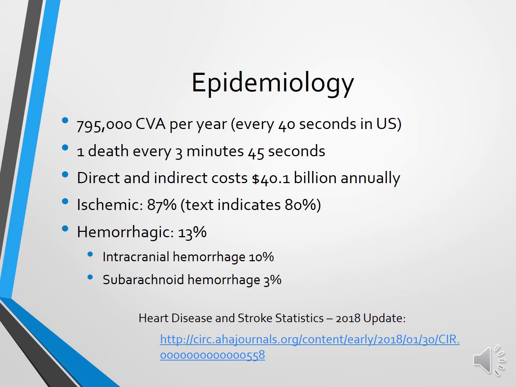There are two main types or categories of stroke. Ischemic, where there's a loss of blood supply because of some type of blockage. Or hemorrhagic, which indicates that the loss of blood supply is due to a bleed. And we'll talk in greater detail about those different types.